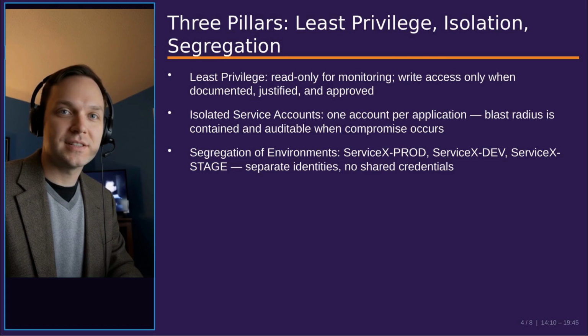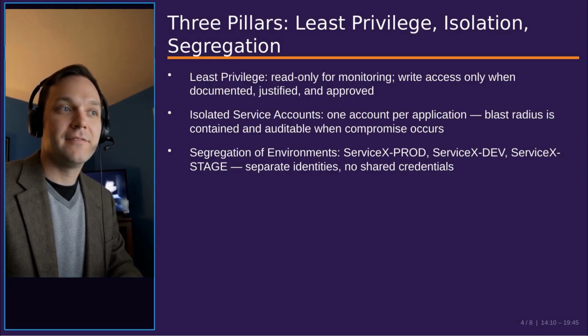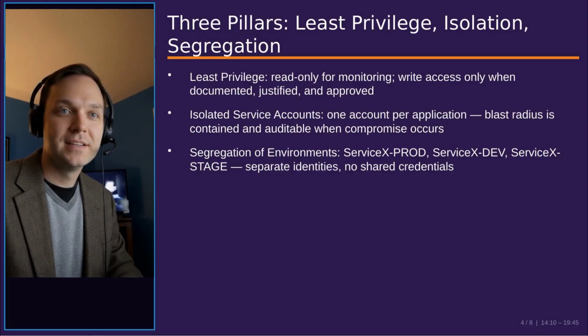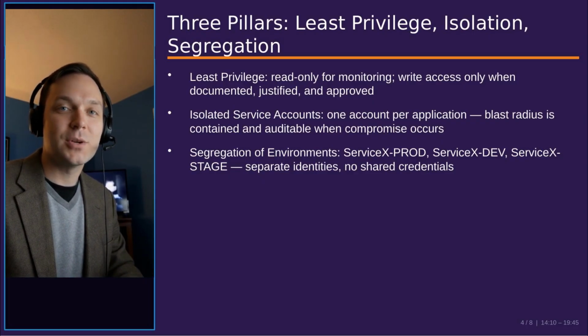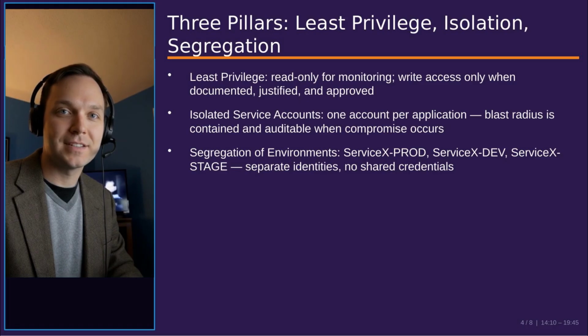The reason for this is what security folks call blast radius. If a shared account gets compromised, everything that account touches is exposed. If an isolated account gets compromised, you've got a problem, but it's a contained problem. You know exactly what that account had access to, you can rotate it, and you can assess the damage with confidence because the scope is defined.